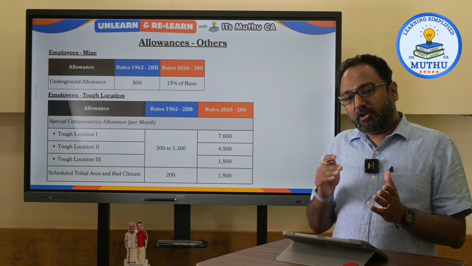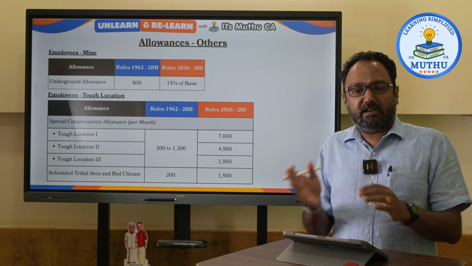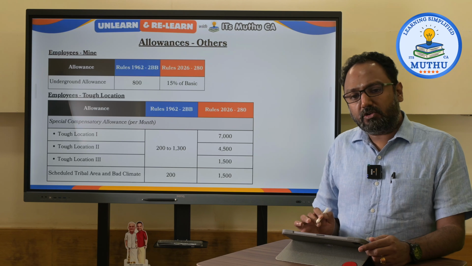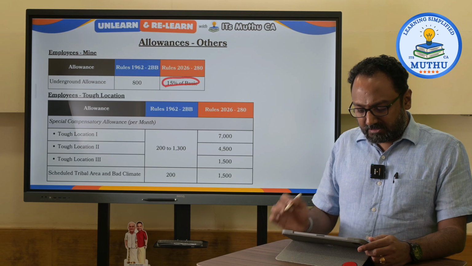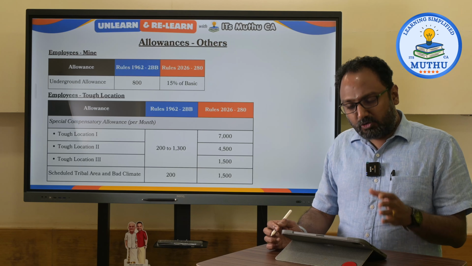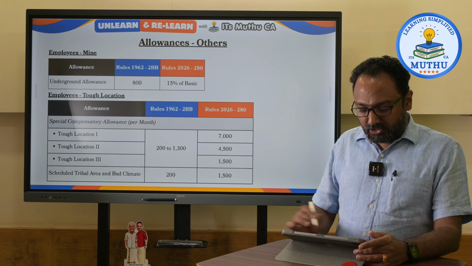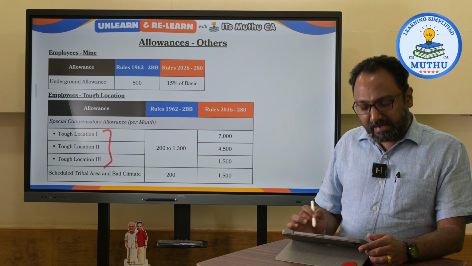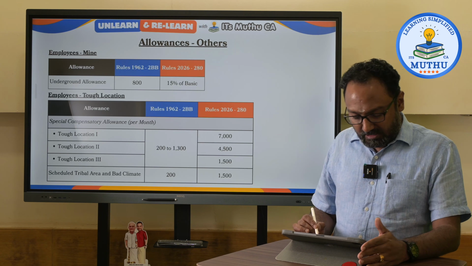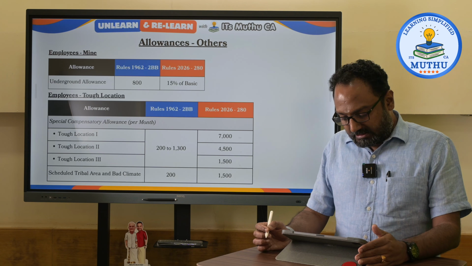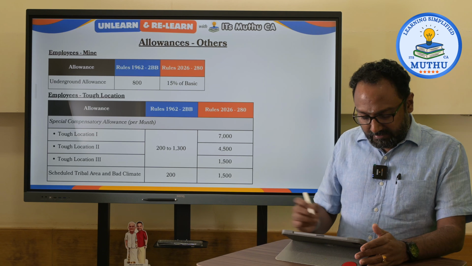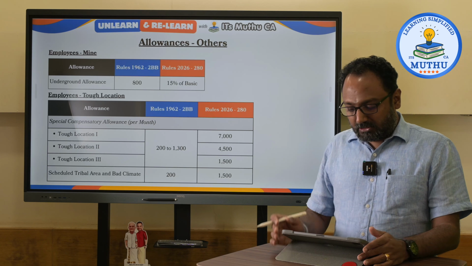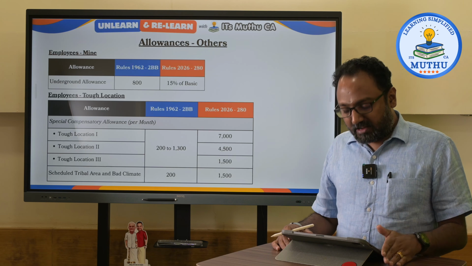So the next one is for others, that is, other than all taxpayers and armed forces. There are some other allowances, which are exclusively for mine employees, and underground allowance. This is also now modified to 15% of basic. So the new rule 280 is giving you this as a proportion of basic salary instead of a fixed monthly pay of 800. Same way for tough locations, they are now divided into 3 categories. It ranges from 200 to 1,300. Depending upon the location, you get 7,000, 4,500 or 1,500. And for scheduled tribal area, it was only 200 earlier, now it has been increased to 1,500. So these are all the changes with respect to allowances.